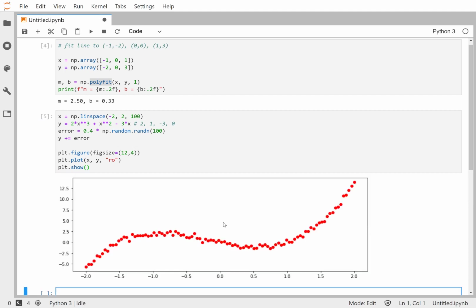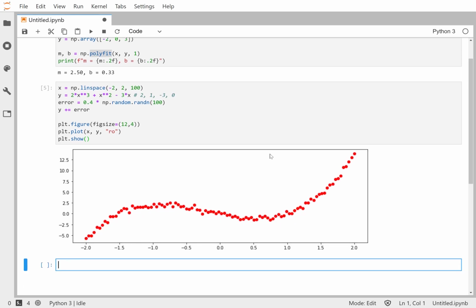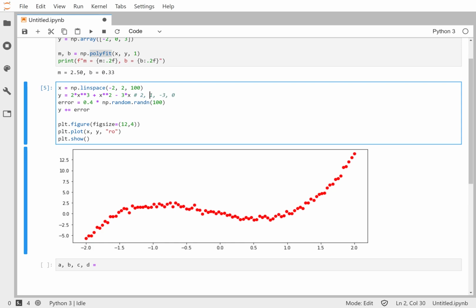Okay, so there's our function. Looks like that noise was a pretty good size, because I can still see that it's a cubic, but it's not exactly smooth anymore. It's got some random noise to it. Now we're going to try and fit a polynomial to that using polyfit. So we'll call our coefficients a, b, c, and d. And so ideally a, if we come up here, would be 2, and b would be 1, and so on.